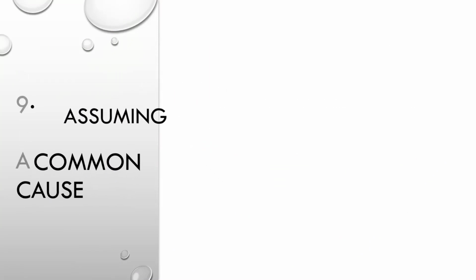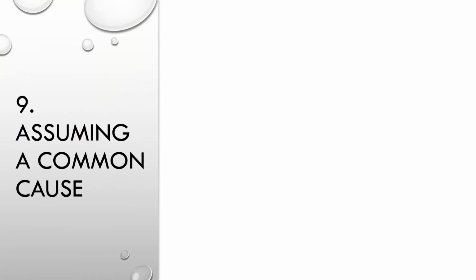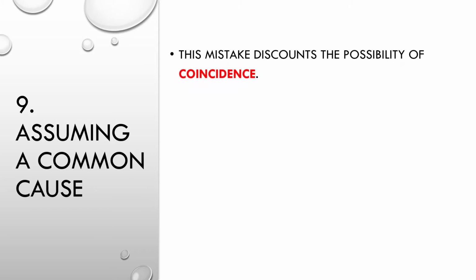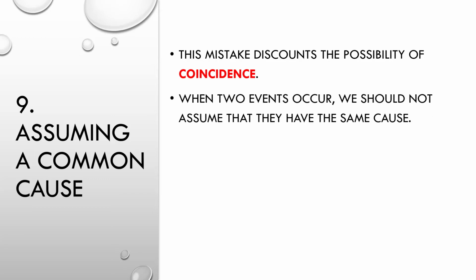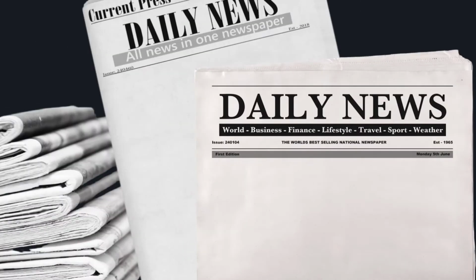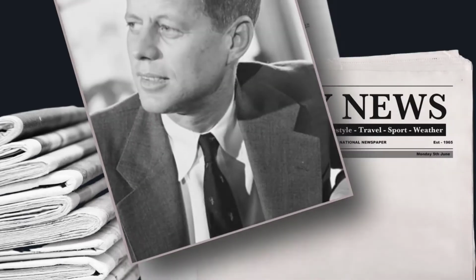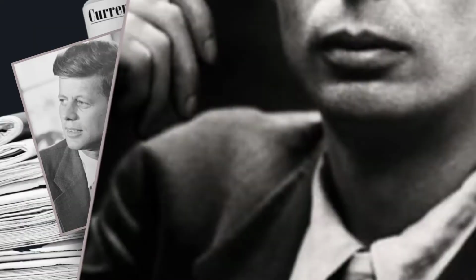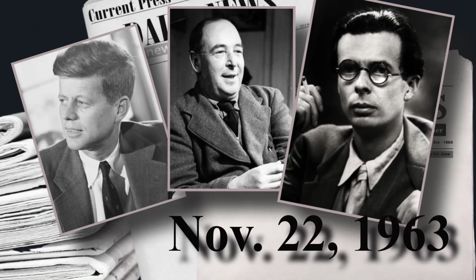Or we could err in the other direction in assuming a common cause. It's basically discounting the possibility of coincidence. So in that, it's similar to the post hoc fallacy. When two events happen in some proximity, it would be a mistake to assume that they have the same cause without good evidence or reason. For example, I find it rather suspicious that John F. Kennedy, C.S. Lewis, and Aldous Huxley all died on November 22, 1963. There has to be some Soviet involvement here.